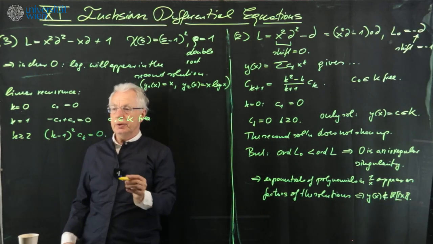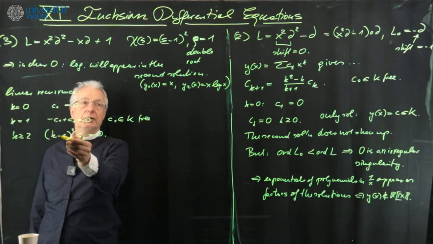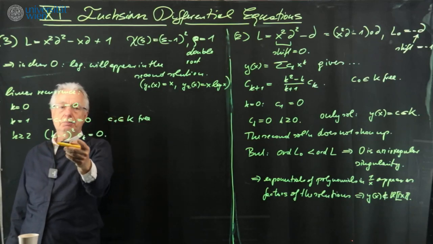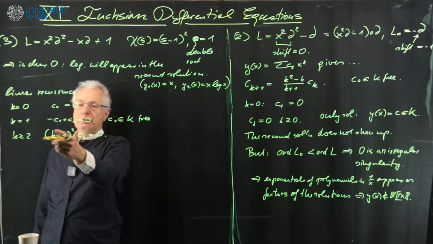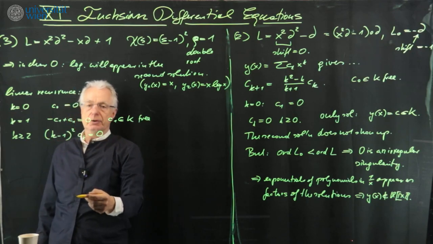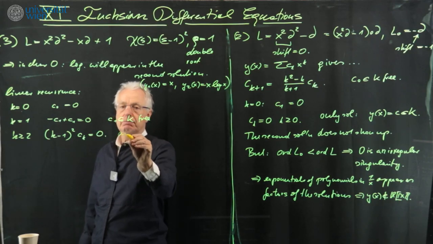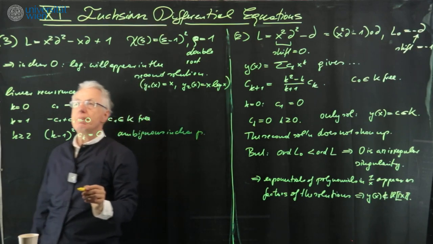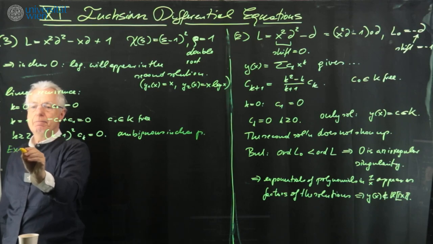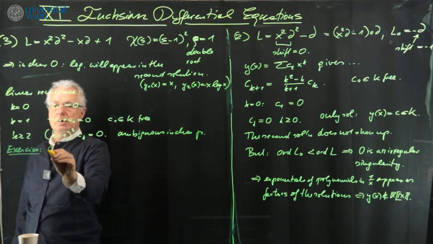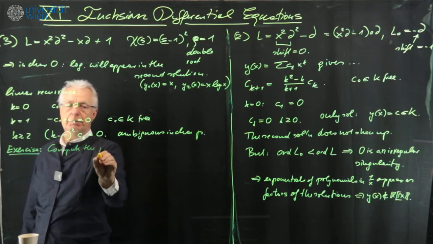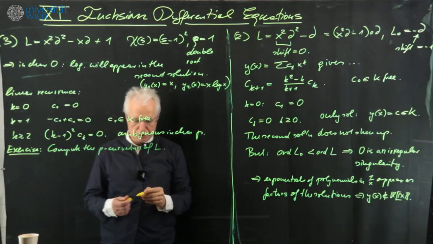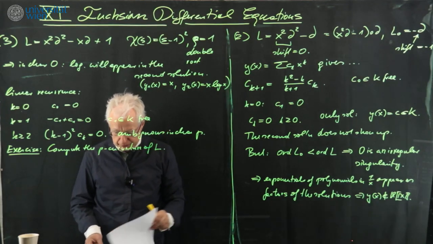Now, there are two things to observe. First, in characteristic 0, this always gives you ck equals 0 for this solution. You don't get this one. And in characteristic p, it does not really matter, because if this factor becomes 0, everything is still 0. So ambiguous in characteristic p. And exercise: compute the p-curvature of L. Okay. So far, my first set of examples.